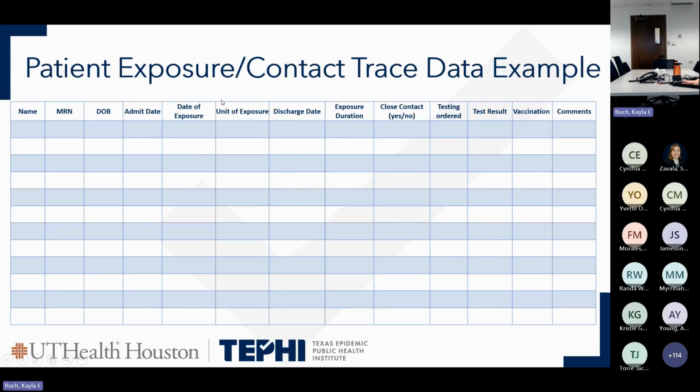And then next you have your patient exposure contact trace. It's a little bit different. You have their names, their MRN, their date of birth, admit date, exposure date, unit, discharge date, duration, close contact. So it's a little bit different. You're collecting a little bit different information, and you'll also be asking a little bit different questions.